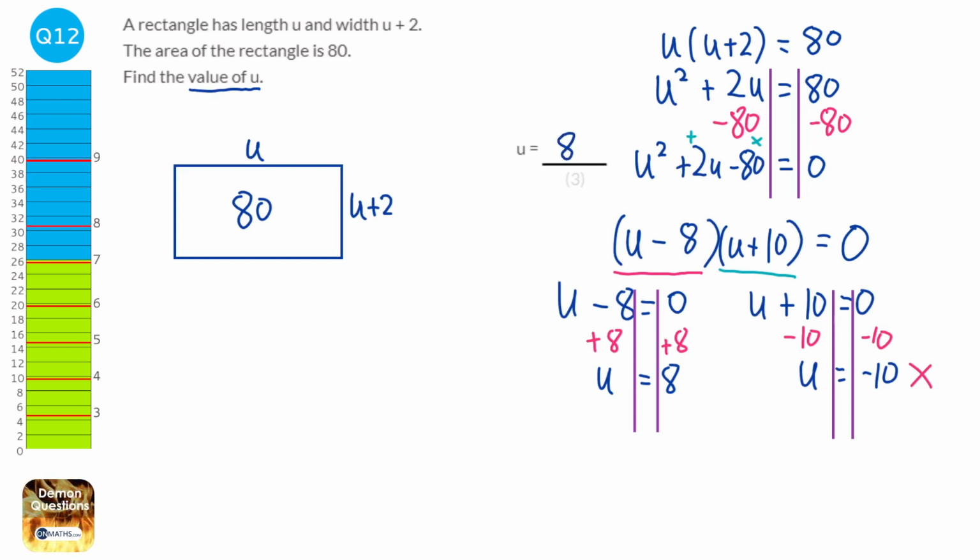And we can actually check this because if I fill in the value of 8, so we can have 8 at the top here, and 8 plus 2, which is 10. 8 times 10 is 80. So we know that we've got the right answer.